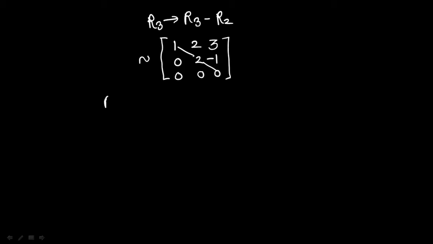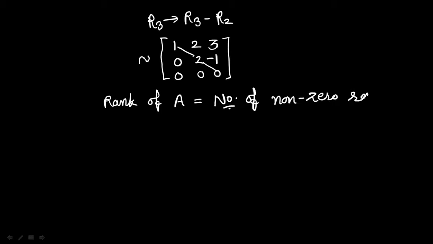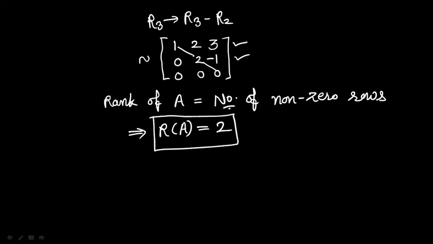Now rank of A equals the number of non-zero rows. Number of non-zero rows means the row contains at least one non-zero number. Here the first row and second row are non-zero, and the third row is completely zero. Therefore rank of A equals 2. In this way we find the rank of a 3 by 3 matrix.